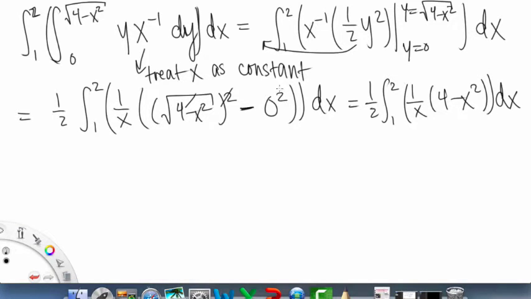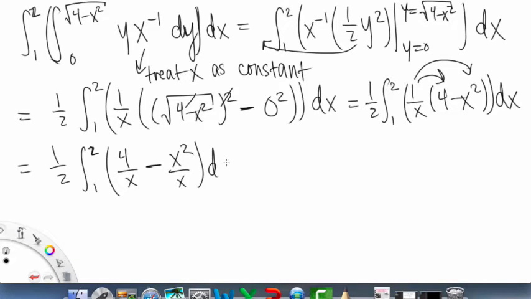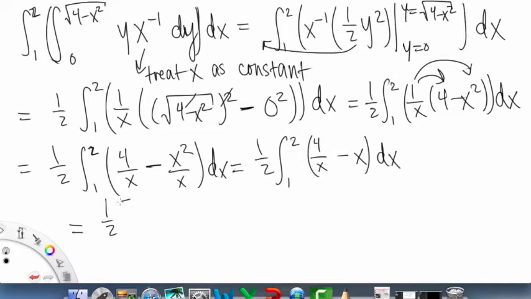Okay? So then from here, what we can do is just distribute this 1 over x into each term. Alright? So then we get 1/2, and then our 1 to 2 is just staying there for now. And then we get a 4 over x minus an x squared over x, and I'll simplify in the next step. Okay, 1/2, 1 to 2, and then 4 over x, and then minus a normal x, dx. Okay, so now we can just continue integrating like normal.